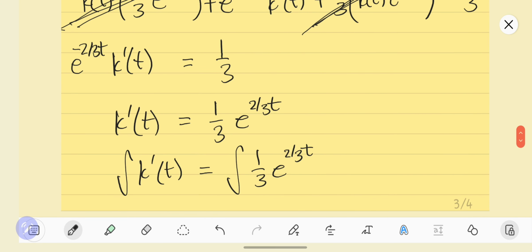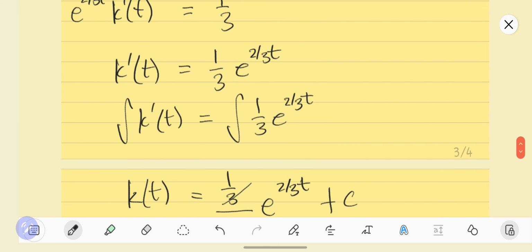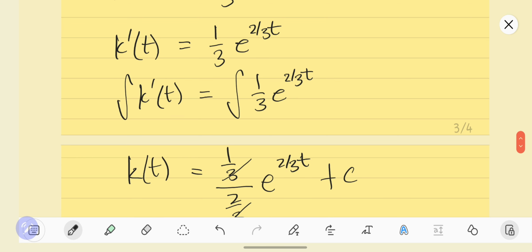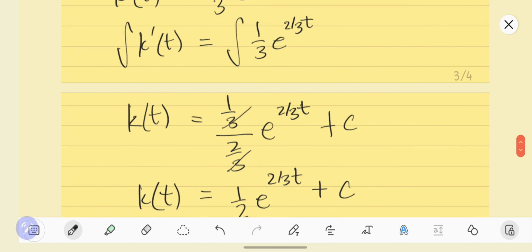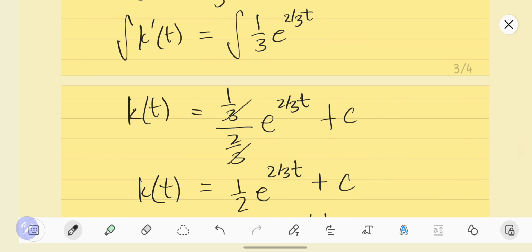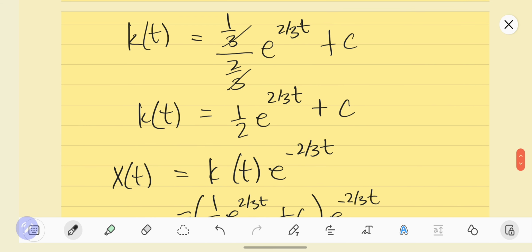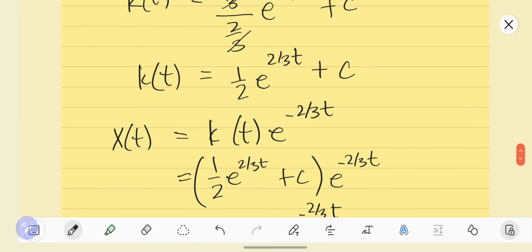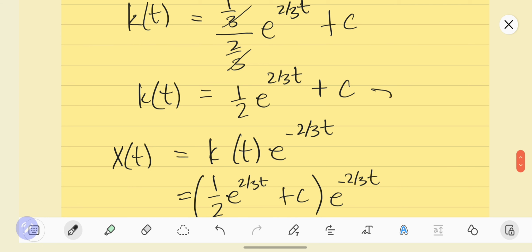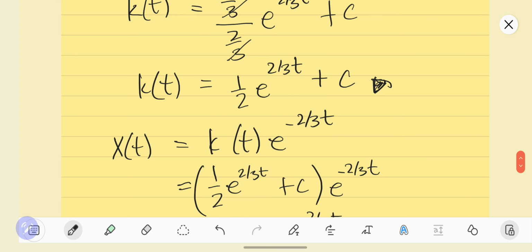And then k prime of t is equal to 1/3 e to the 2/3 t. So integrating that, your answer becomes k of t is equal to 1/3 over 2/3 times e to the 2/3 t plus c. By simplifying the equation, you get k of t is equal to 1/2 e to the 2/3 t plus c.